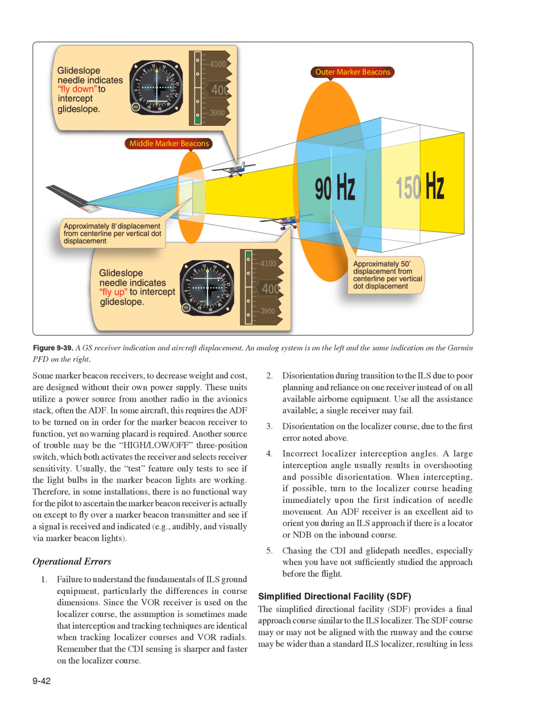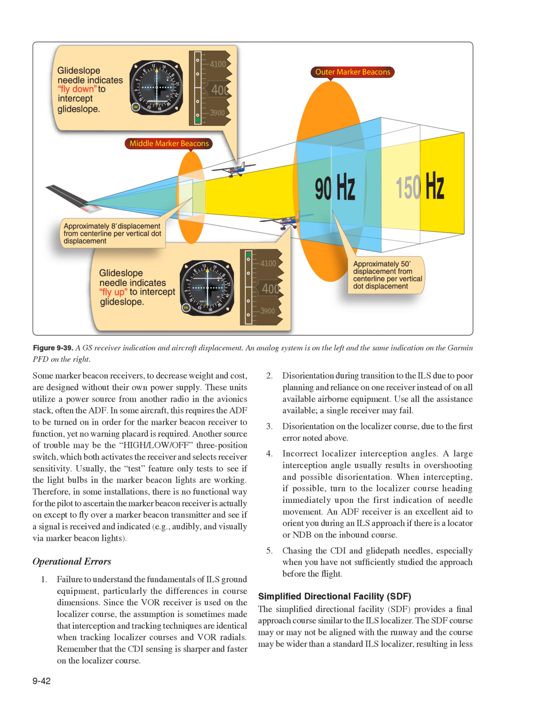2. Disorientation during transition to the ILS due to poor planning and reliance on one receiver instead of on all available airborne equipment. Use all the assistance available, a single receiver may fail. 3. Disorientation on the localizer course, due to the first error noted above. 4. Incorrect localizer interception angles. A large interception angle usually results in overshooting and possible disorientation.